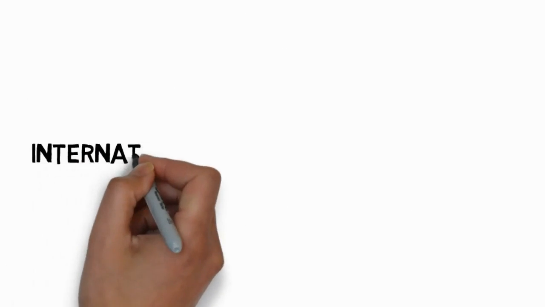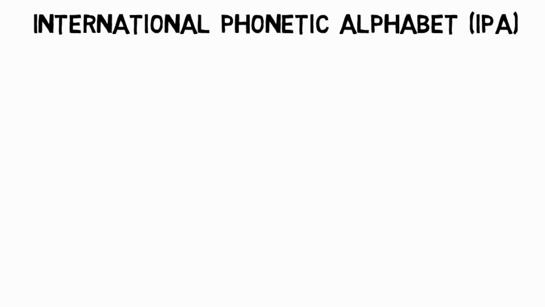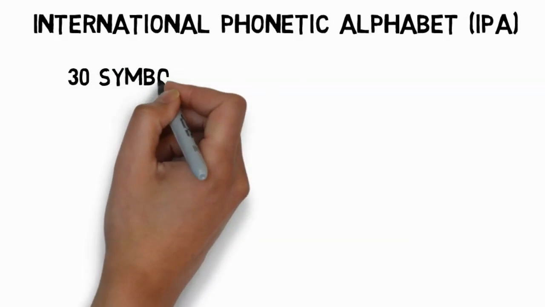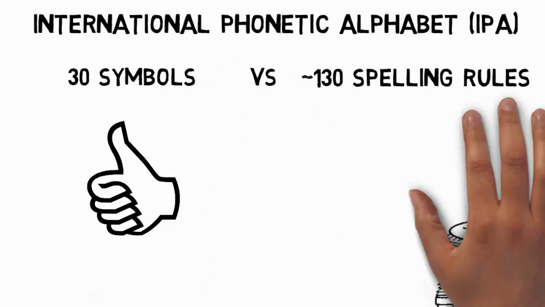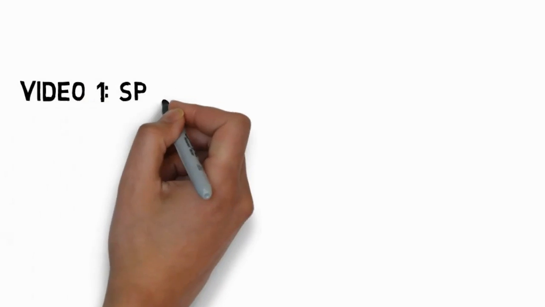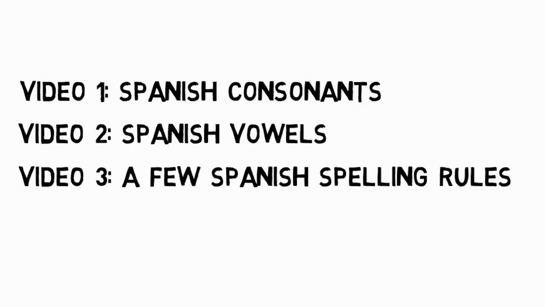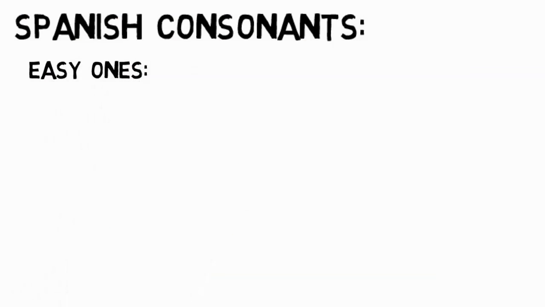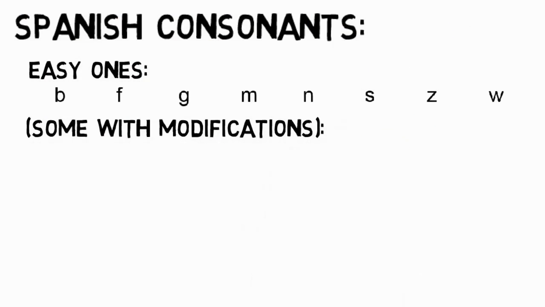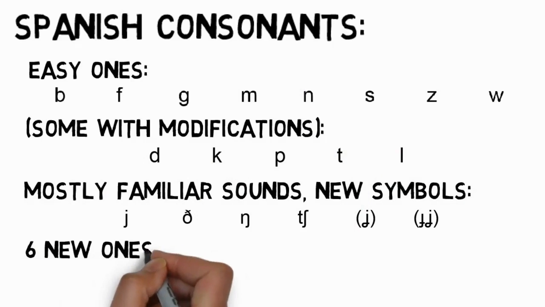I'll be going through Spanish using the International Phonetic Alphabet, or IPA. This lets us simplify our discussion a lot, since I only need to talk about 30 symbols or so, many of which you know already, instead of trying to wade through nearly 130 spelling rules. So, that being said, let's get started. We'll break this discussion up into 3 parts. The first will cover the Spanish consonants, the second the vowels, and the third will cover a few of Spanish's spelling rules. Now, Latin American Spanish has 25 consonants, and if you speak English, 13 of these are relatively familiar sounds and familiar symbols. 6 are relatively familiar sounds with unfamiliar symbols, and 6 more are really new.